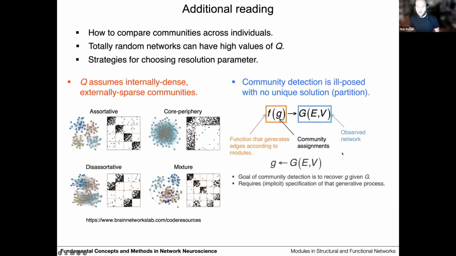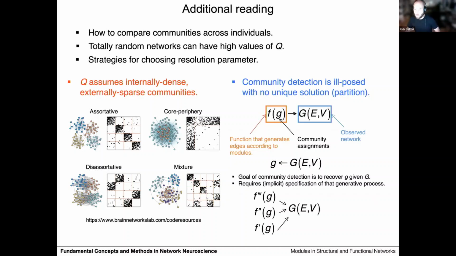What we are trying to do in community detection is invert this process. All we have access to is our observed network. And we are trying to invert this process to get to these lowercase g's, the communities themselves. However, doing this requires that we specify, even implicitly, what that generative process is. Even if we don't admit to ourselves what we're doing, even if we don't write it in our papers, we are making guesses about what that generative process is. We do this by basing it on the methods that we choose.